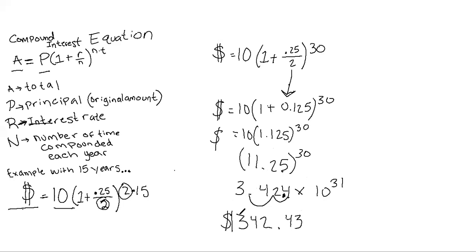in our account. If we start off with $10, after 15 years with a 25% rate, then we'll end up with this amount of money after 15 years, $342 and about 43 cents.